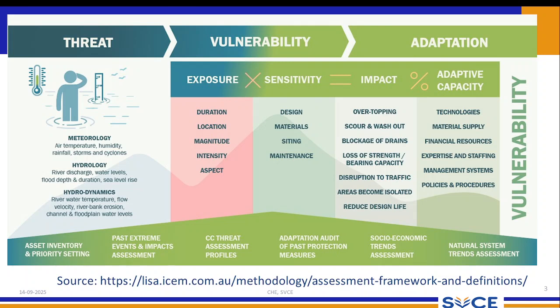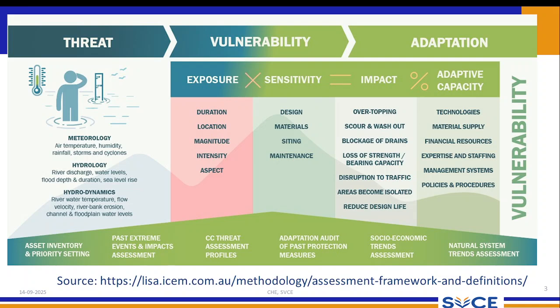The vulnerability: the exposure, meaning how much the threat has been exposed, duration, location, magnitude, intensity, and aspect, multiplied by the sensitivity. So design, material, siting, and maintenance matter in how it has been affected. And the impact is overtopping, scour and washout, blockage of drains, loss of strength, bearing capacity, disruption to traffic, areas becoming isolated, reduced design life. So these are the impacts. So exposure and sensitivity lead to the impact.